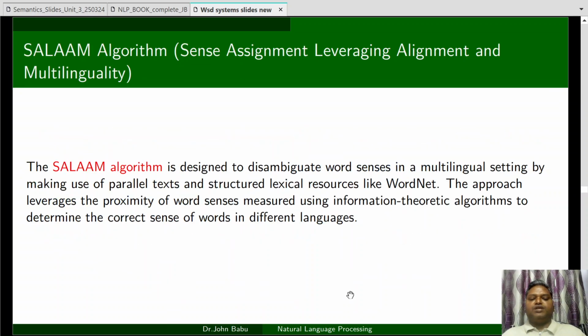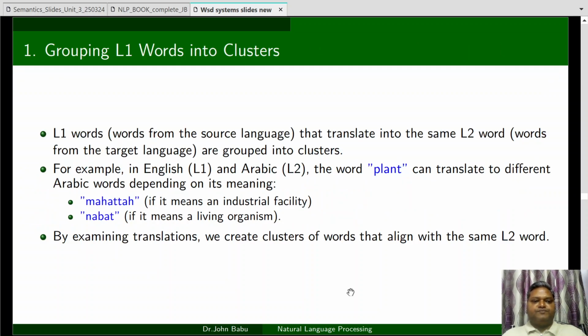So this SALAAM algorithm, let us see step by step what is this sense assignment, leveraging alignment, and multilinguality algorithm. The first step is you have two languages, L1 and L2, and we want to cluster the words in L1. So the source language is L1 and the target language is L2. L1 words that translate into the same L2 words are grouped into clusters.